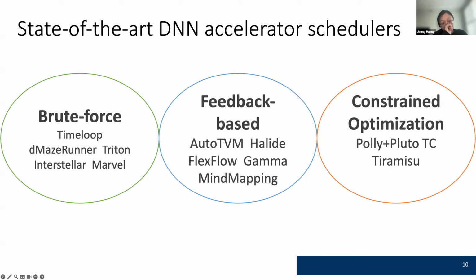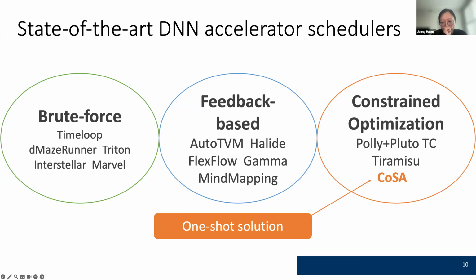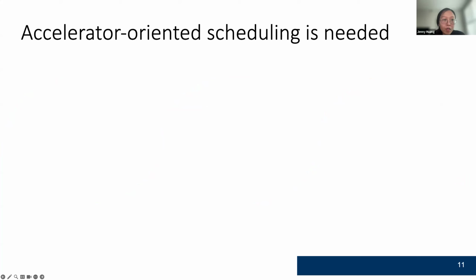Different from all of them, what we're trying to do in COSA is introduce a one-shot constraint-based optimization to deterministically solve for a good schedule, which determines the tiling factor in one shot. And we hope that it can generalize to new tensor algorithms and ML accelerator configurations.